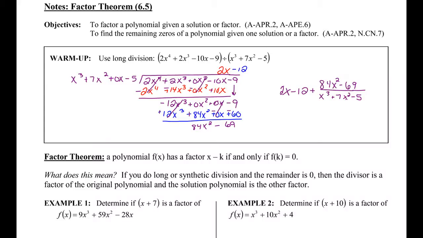Today's notes are on section 6.5, Factor Theorem. You should have already tried the warm-up, so please check your answer with the one on your screen. 2x minus 12 plus 84x squared minus 69 over x cubed plus 7x squared minus 5.